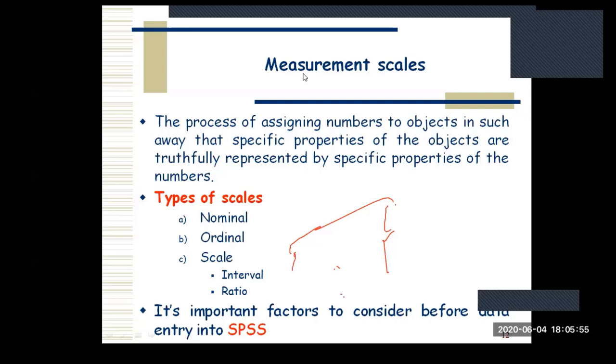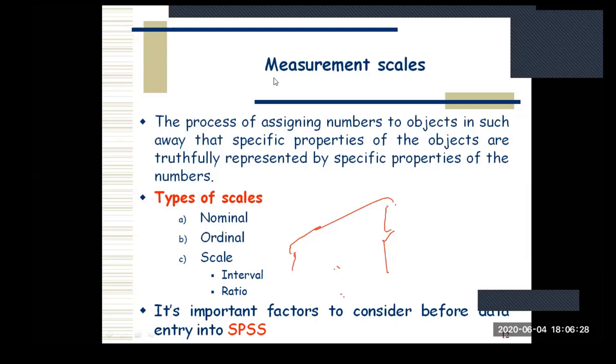The first one is what we call the nominal scale. The second one is the ordinal scale. The third one is scale. And within this scale, there are two specific types of scale of measurement: interval scale of measurement and ratio scale of measurement. Without knowing the attributes and the properties of each measurement scale for each variable, it's not possible to define them on the computer. Therefore, you also need to identify them.